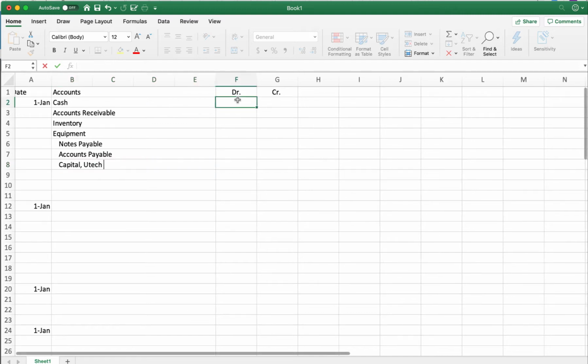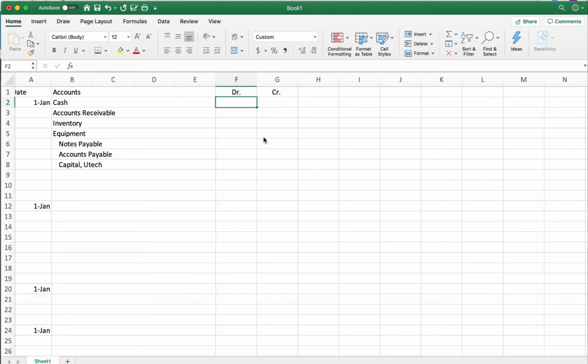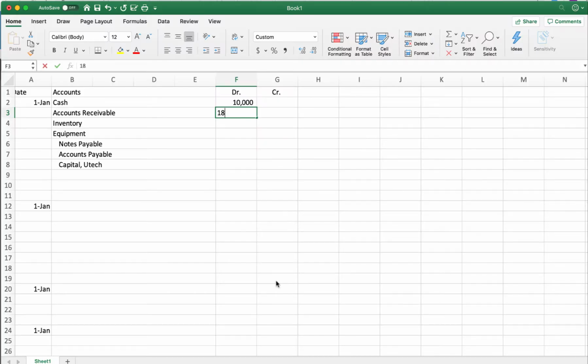So I'm going to go ahead and plug in my numbers. Cash. What's my cash valued at? Well, my cash is valued at 10 grand. It's not going to change. What about my accounts receivable? Well, first of all, it's a non-cash asset, so we need to look at the current value of this accounts receivable. They agreed that as of January 1st, 2017, UTech has an accounts receivable with a fair value of $18,000. I'm going to plug that in.